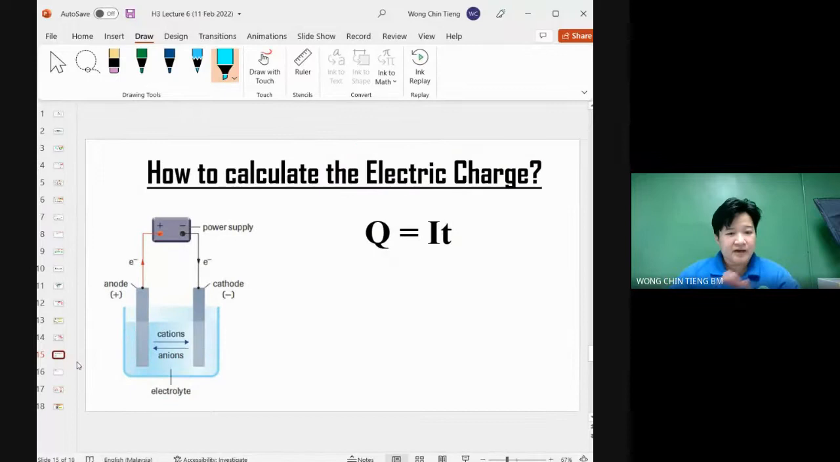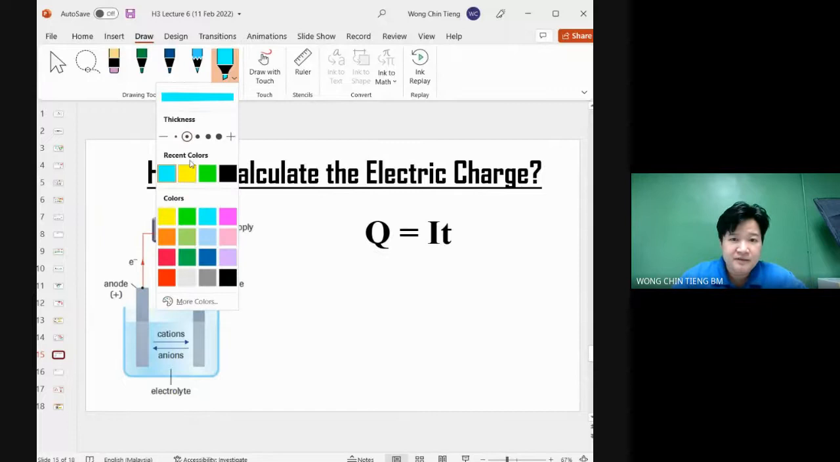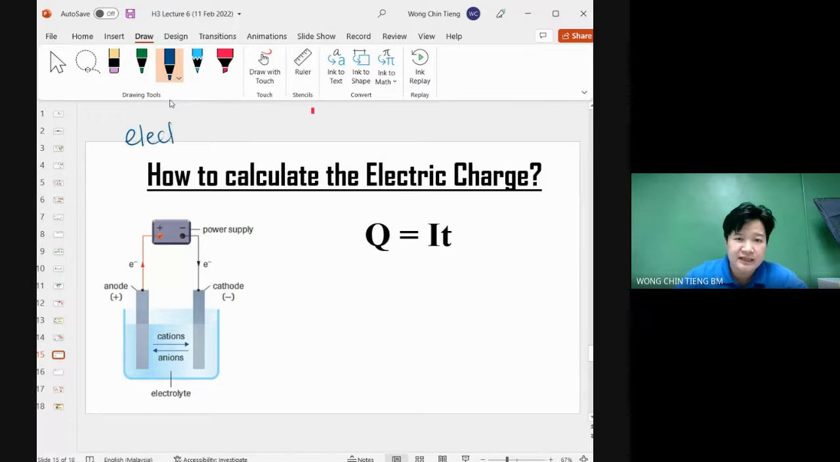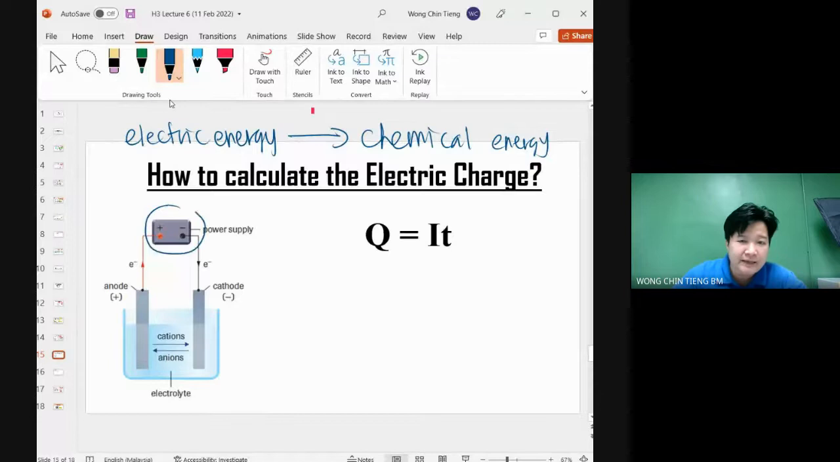Kita kata, alright, kita tukar electrical charge, electric energy, power supply kita, kepada chemical energy. So, kat power supply, kita hanya dapat satu benda. Kita akan dapat current. Kan? Kita boleh kira apa? Belajar fizik kan? Kita boleh kira ampere dia berapa je. Current dia berapa ampere. Yang tu je kita boleh tahu.